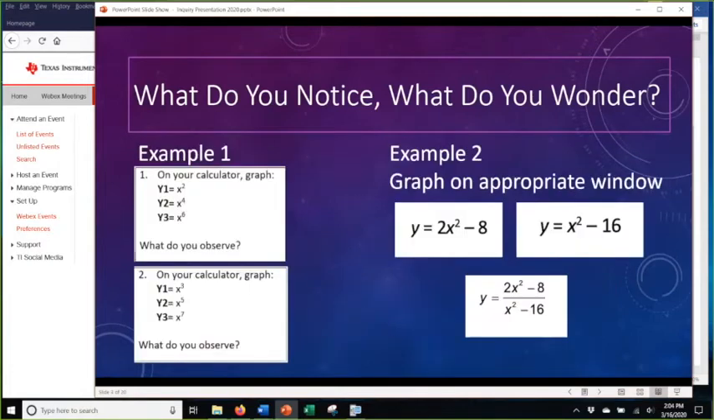First example is on your calculator, graphing x squared, x to the 4th, x to the 6th, and what do you observe? The second part of that is we're going to graph the odd numbered functions. Those of you who teach Algebra 2, pre-calculus, doing end behavior, that was the goal of this lesson.